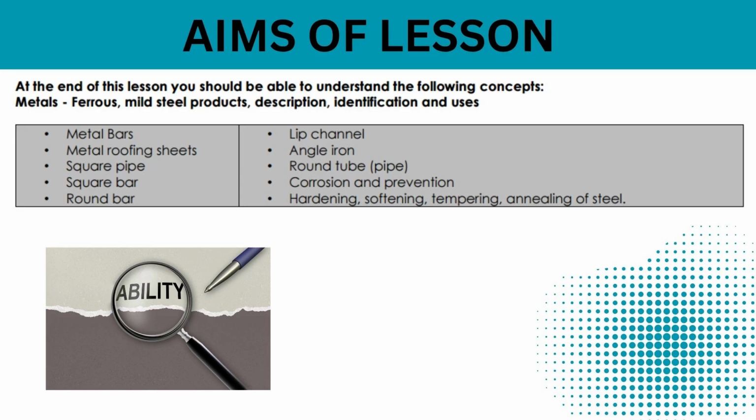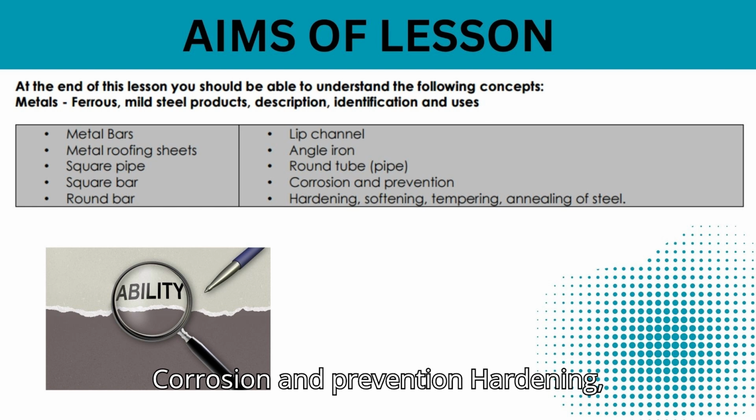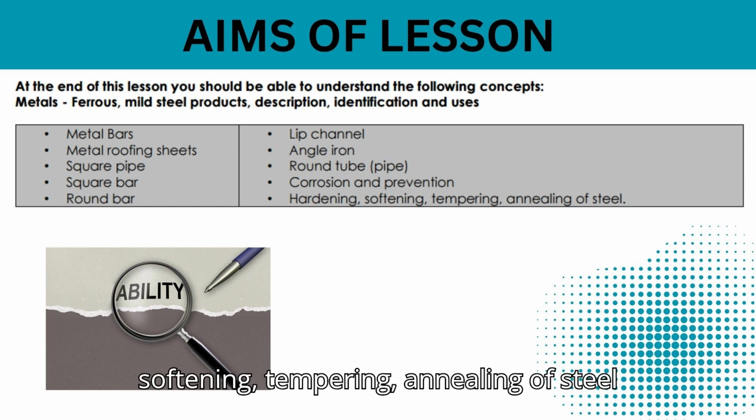Square bar. Round bar. Lip channel. Angle iron. Round tube pipe. Corrosion and prevention. Hardening, softening, tempering, annealing of steel.